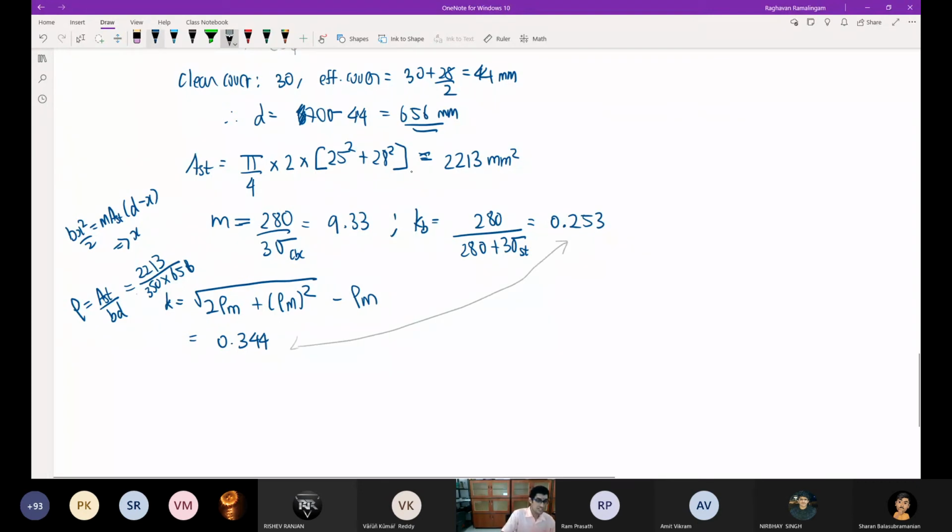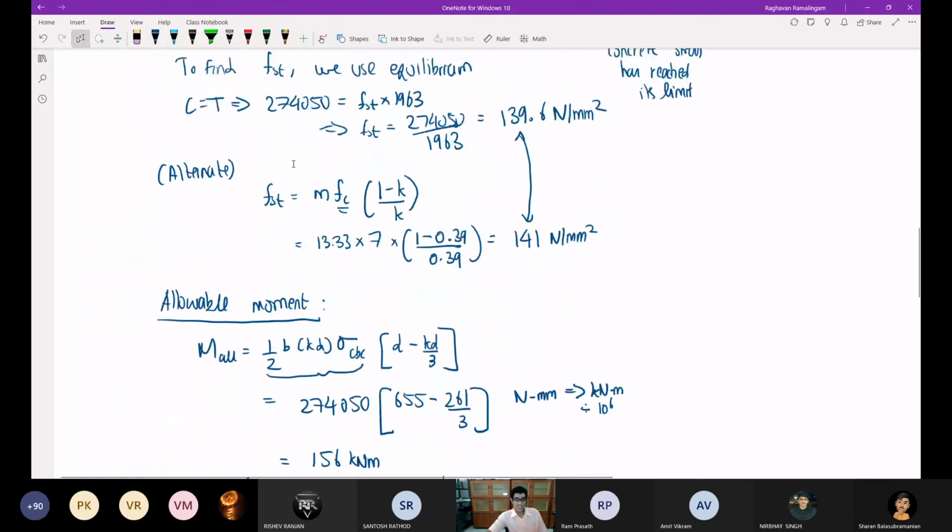So what type of beam is this? Is it a compression failure or a tension failure? It's a compression. Once again, okay, so case 0.344 actually compression failure, correct? Yeah, so this is also compression failure. And once again, you'll be actually using the same thing as the previous problem.